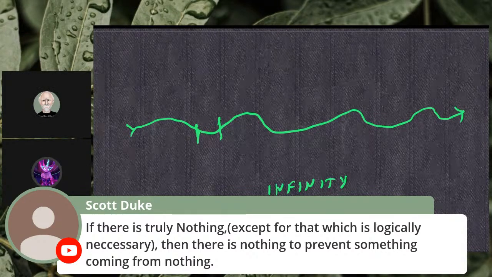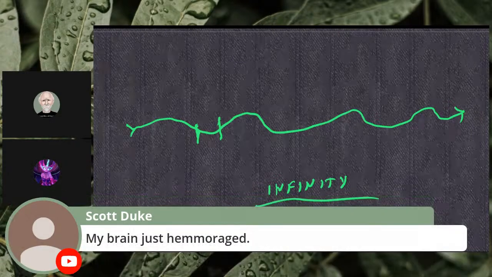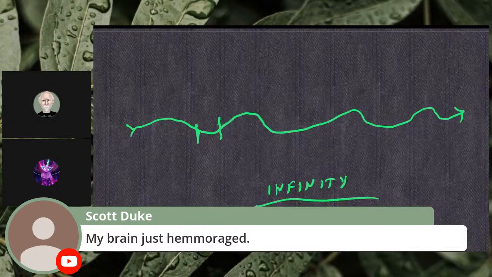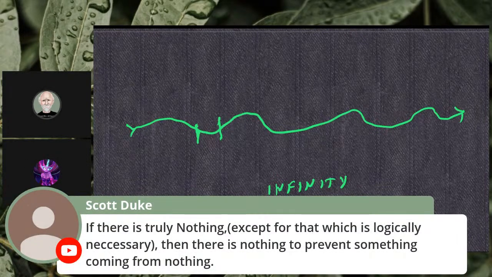It's not really right to say that there was nothing before the universe. Yeah, well, sorry, Scott. I can't speak very well, and these are complicated topics. So, well, I think Scott broke his own brain. I'm not sure. Logical answer: there's nothing to prevent something from nothing.